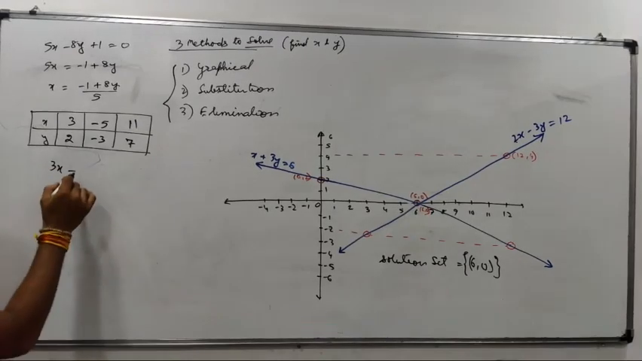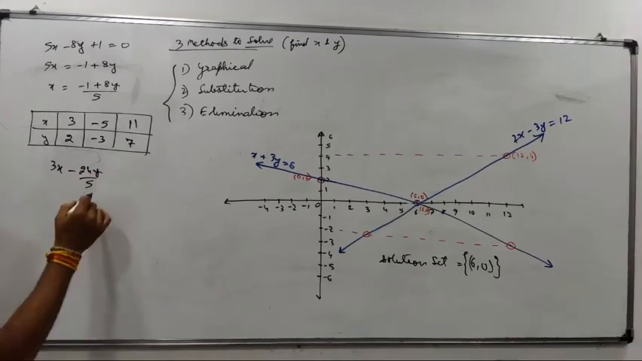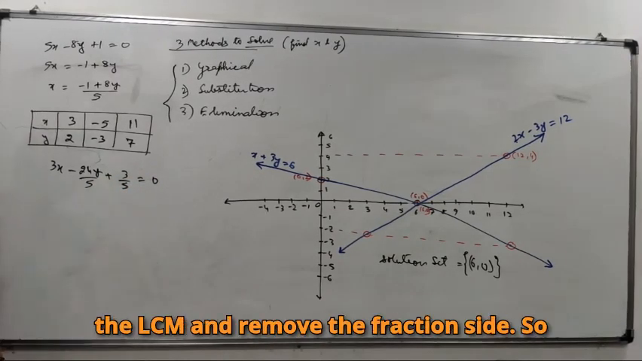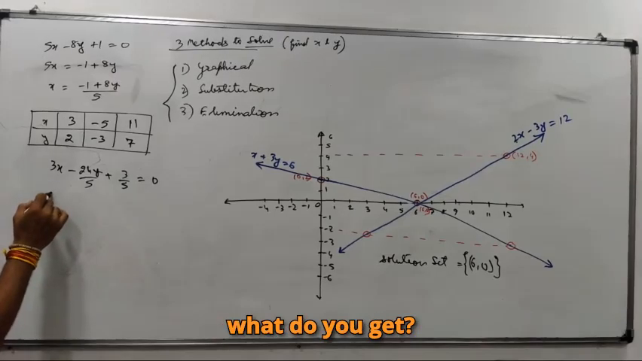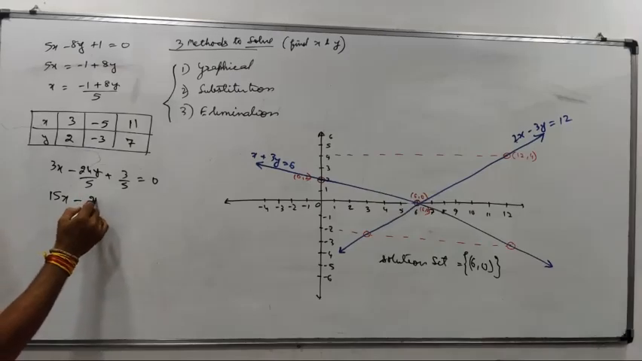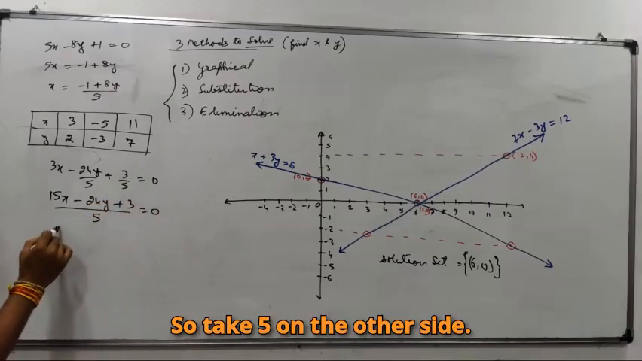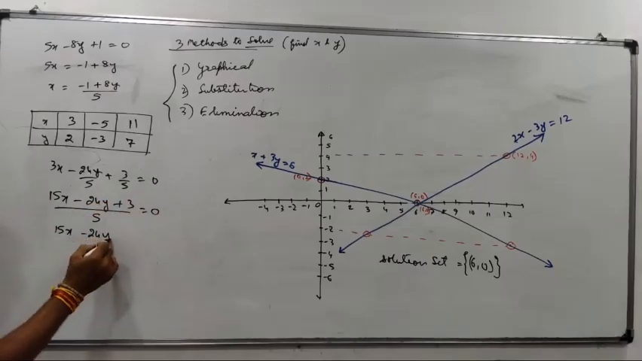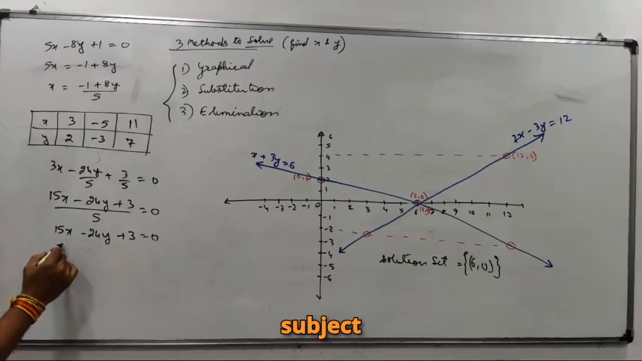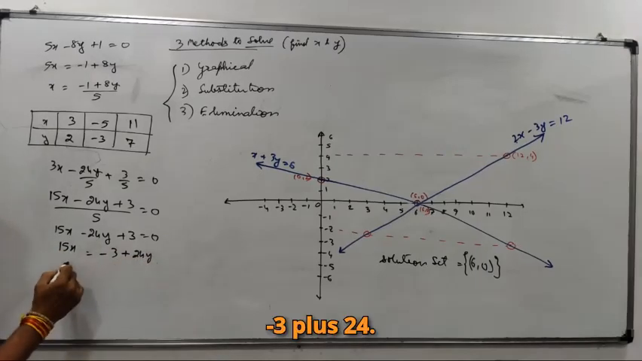Another equation is given to you as 3x minus 24y by 5 plus 3 by 5. So what are you going to do? First take the LCM and remove the fraction sign. So what do you get? 15x minus 24y plus 3 whole upon 5. So take 5 on the other side. Make x as a subject. Minus 3 plus 24y.